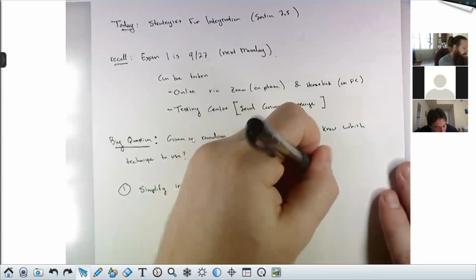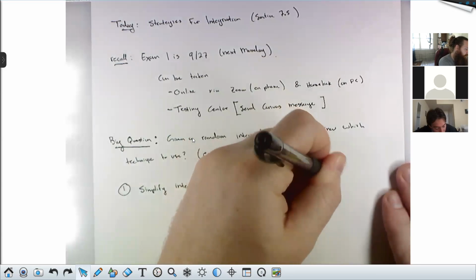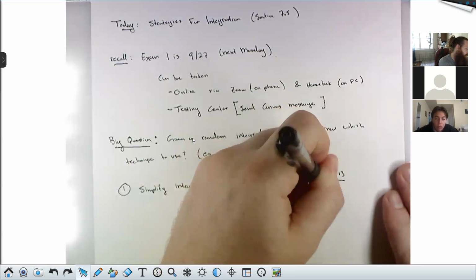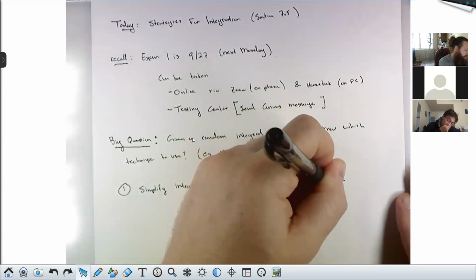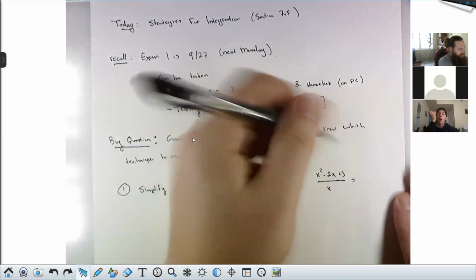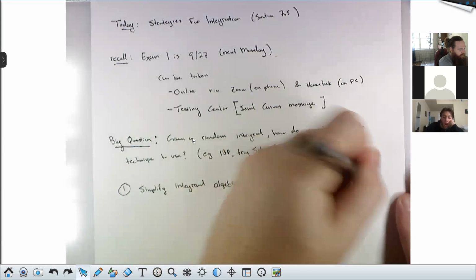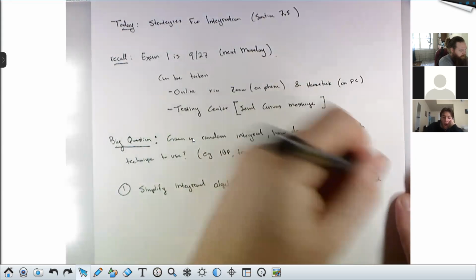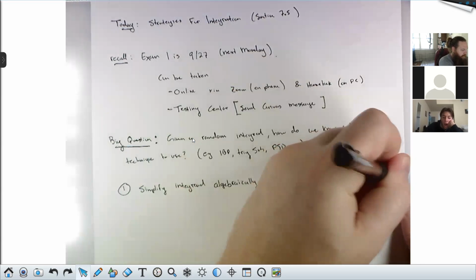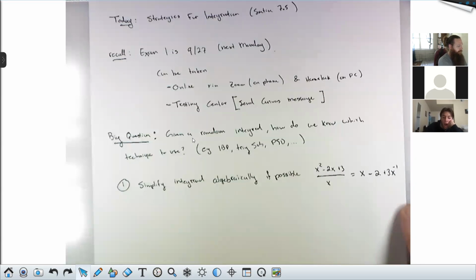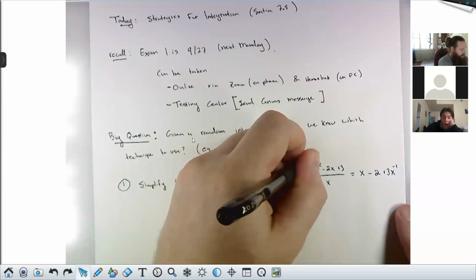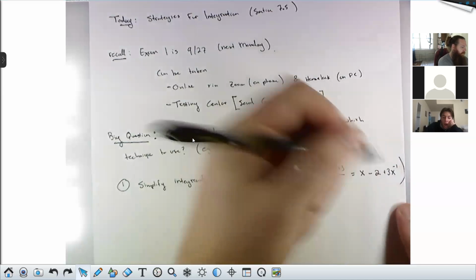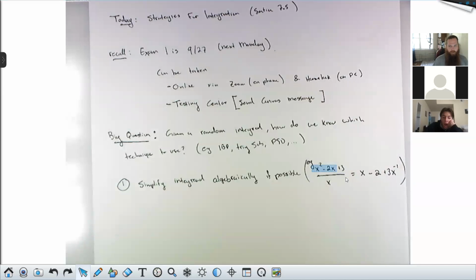Like if you're asked to integrate something like x squared minus 2x plus 3 over x, you can split this up as x squared over x, which is just x, minus 2x over x, which is just 2, plus 3x to the negative 1. This is just for example. Maybe looking at the original, it's not entirely obvious how to integrate it, but looking at this, it is. We know exactly how to integrate this. Each piece is just a power rule thing.